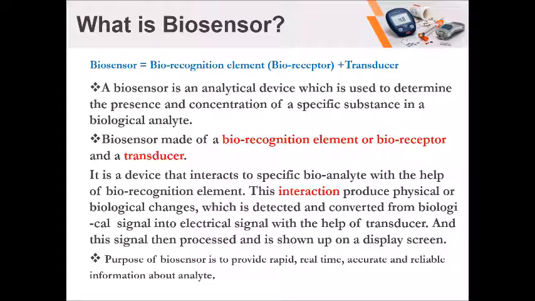And in simple terms, it can be defined as a device that interacts with a specific bioanalyte with the help of a biorecognition element, and this interaction produces a physical or biological change which is detected and converted from a biological signal into an electrical signal with the help of a transducer, and this signal is then processed and shown on a display screen. And the main purpose of biosensor is to provide rapid, real-time, accurate and reliable information about the analyte.